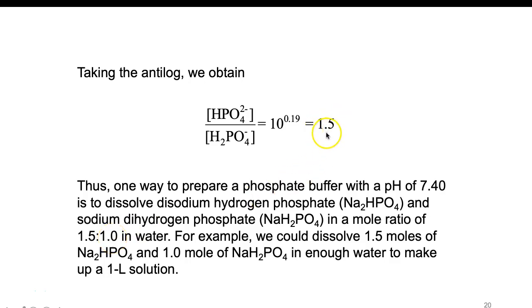That's why we got this. For example, we could dissolve 1.5 moles of disodium hydrogen phosphate and 1 mole of sodium dihydrogen phosphate in enough water to make up a liter of solution. And then the molarities would be 1.5 to 1, just that ratio. So this is how it's done many times. People know the pH they want to have, and they look for an appropriate buffer to give them that.